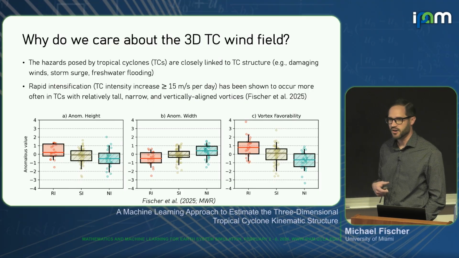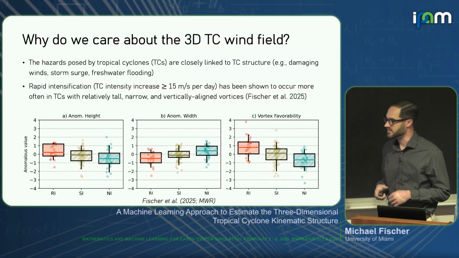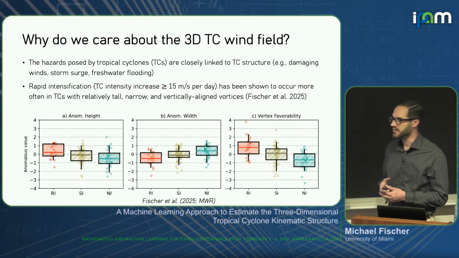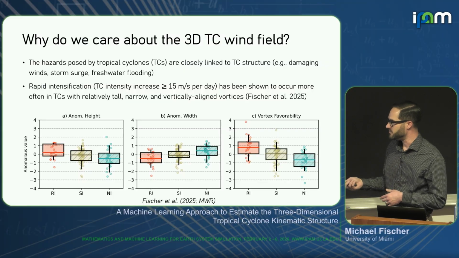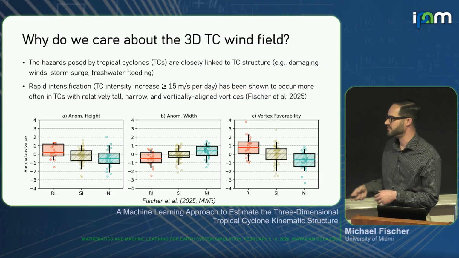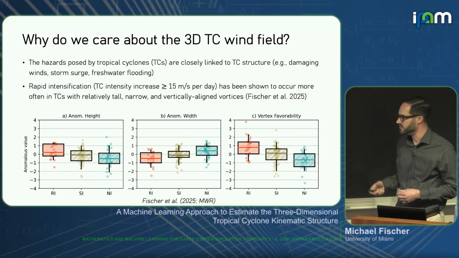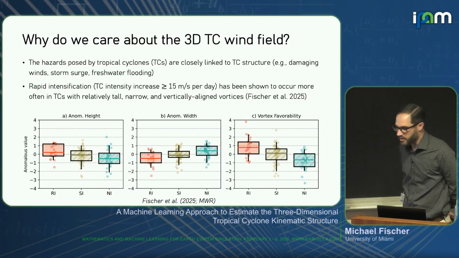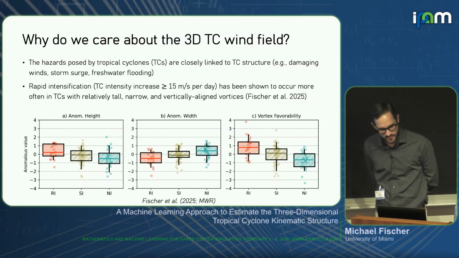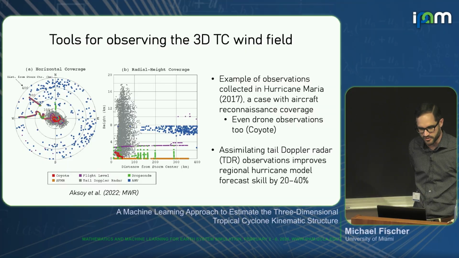And we found that these RI systems are associated with significantly taller vortices and significantly more narrow vortices than both slowly intensifying or non-intensifying systems. And the right panel is just a fancy term we use to combine the height and width metrics, called the vortex favorability. You can see there's overlap, but there's definitely this preference for RI systems to have unique vortex structures.